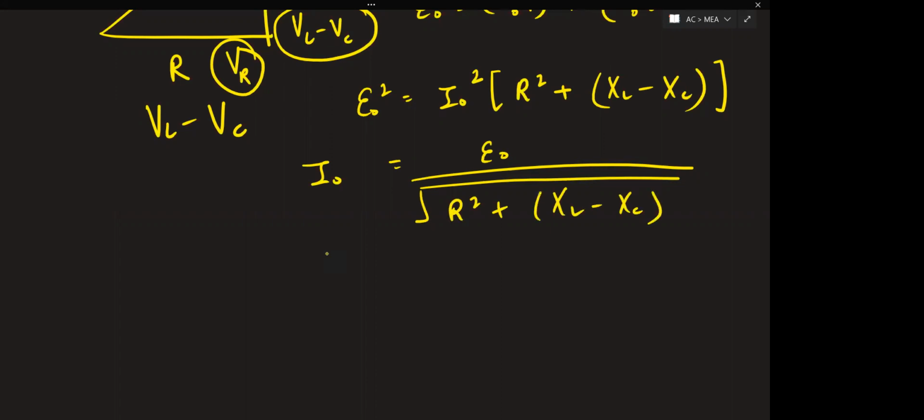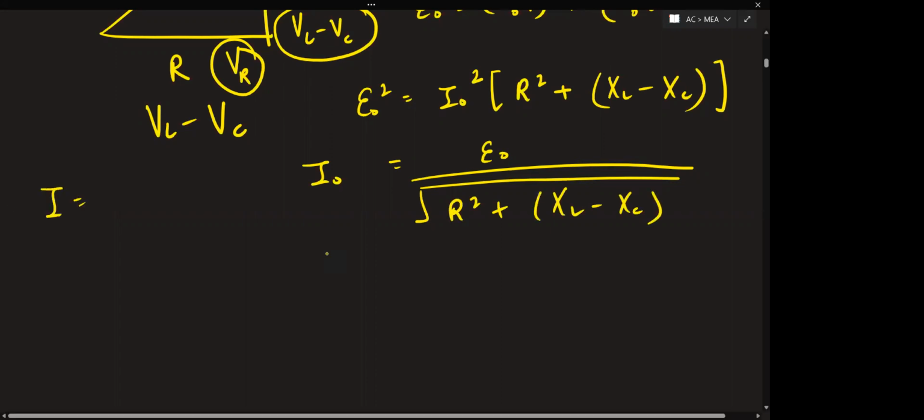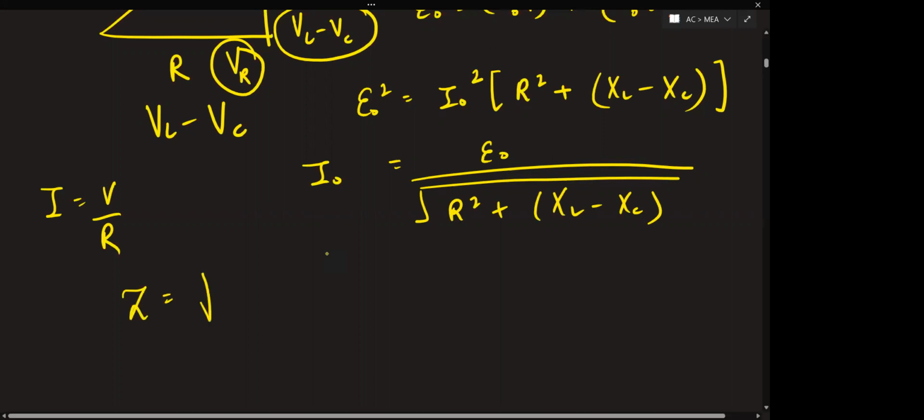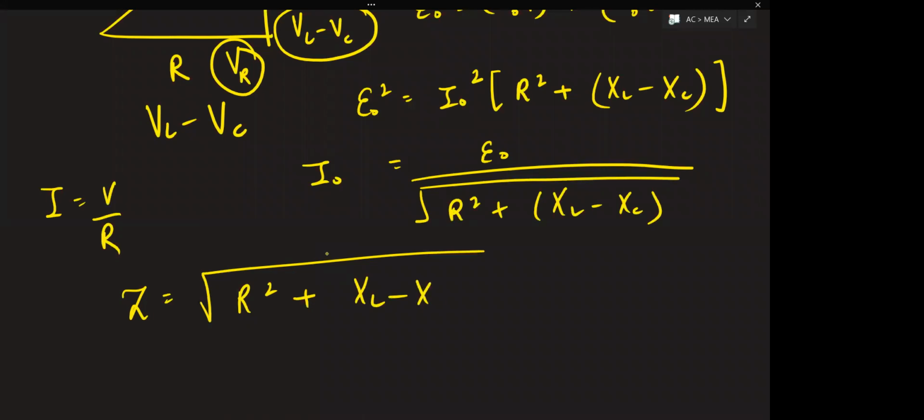Now compare it with Ohm's law. Ohm's law is what? I is equal to V by R. Current, voltage, resistance, impedance. Got it? This is what is meant by impedance. Z is equal to under root R square plus (XL minus XC) whole square. Here, whole square. This is what is meant by impedance.